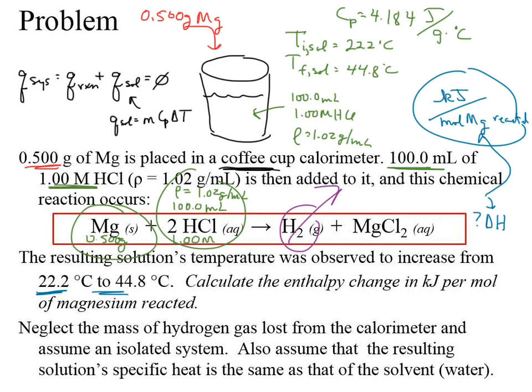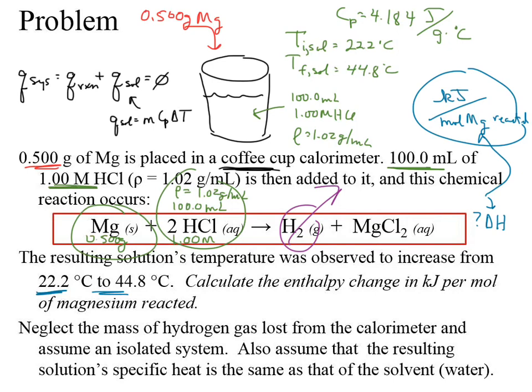So once we get to the Q of the solution, we're going to say, well, Q of the reaction is equal to negative Q of the solution, so we'll get the Q of the reaction. And the last thing we need to do, I'll show you how to do this, is basically make it into the enthalpy change per mole of magnesium that reacted. It's a mouthful. It gets one more thing, too.